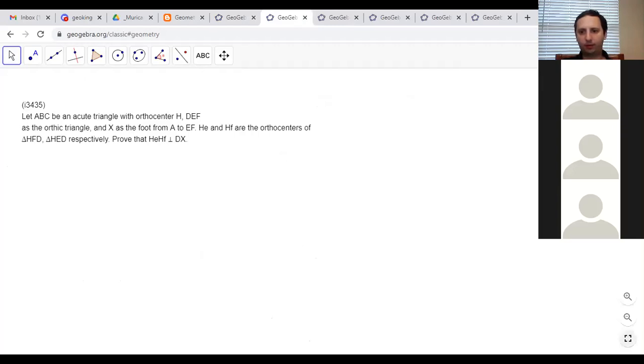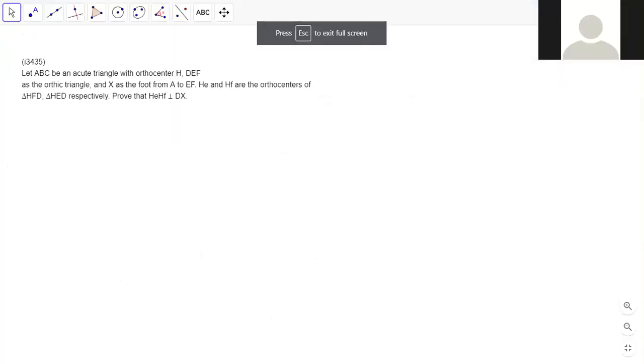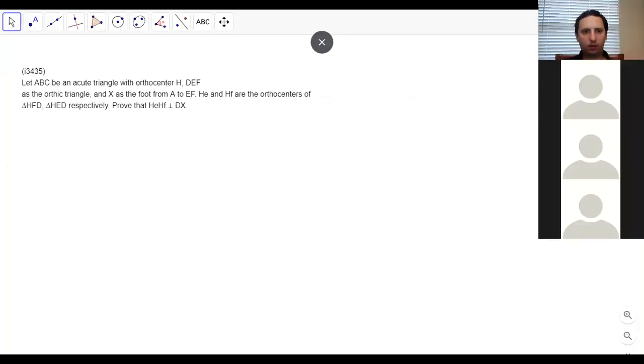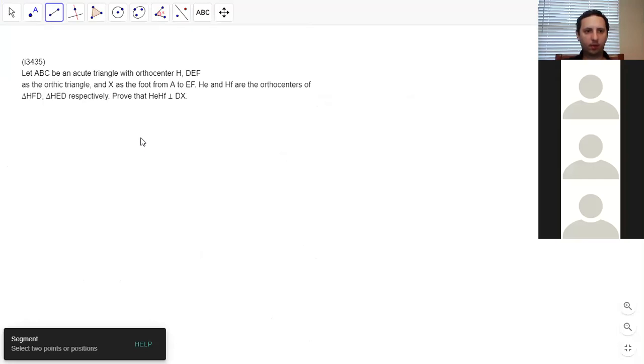Okay, so here's the next one. Let me just see who's on. We have an acute triangle with orthocenter H, and DEF is the orthic triangle.